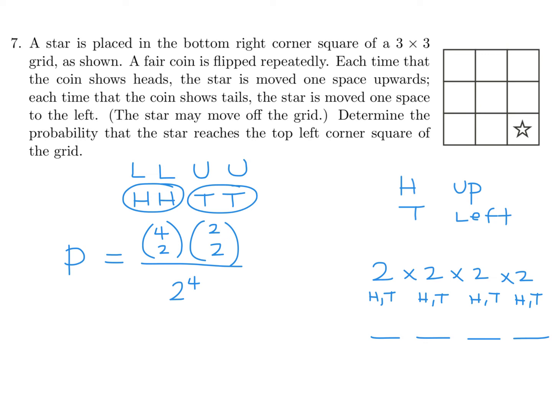Now, just in case you don't like choose notation, you can do it manually. And there's not that many possibilities. H, H, T, T, that's 1. H, T, H, T.